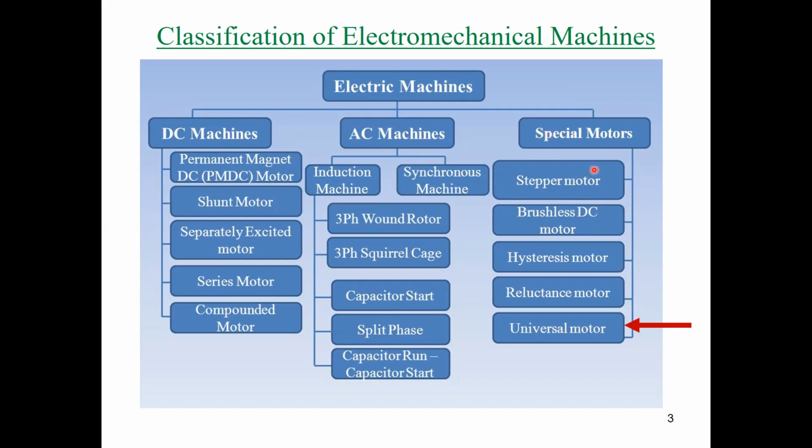We have something called the stepper motor. We will discuss it in our course. We have the brushless DC motor, and we described before that the brushless DC motor is a kind of permanent magnet synchronous machine, but it has some special design. We have the hysteresis motor. We have the reluctance motor, which is a special design of synchronous machine. And we have the universal motor, and this is our aim today, inshallah. We will describe in detail what the universal motor is and why we give it this name, why it is called universal.